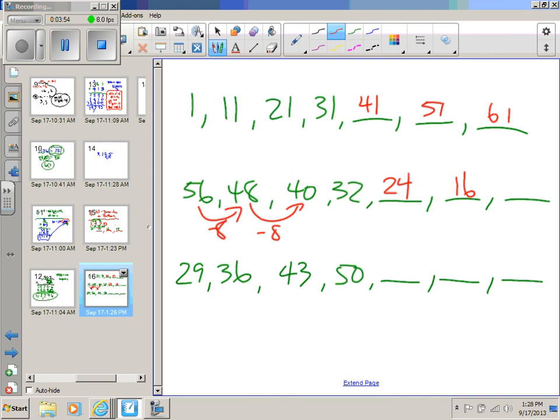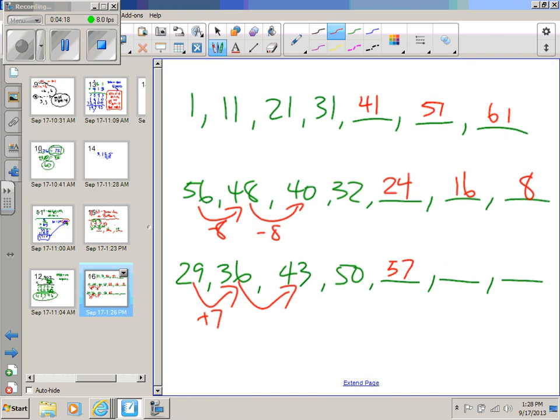Then, awesome. And then here, getting bigger from 29 to 36. Bigger by how much? 7. Test it. Does it work for 7? And 7. So, next number in the sequence, Joseph?